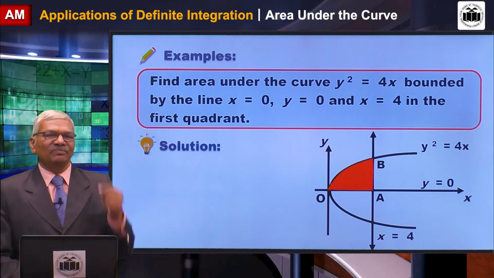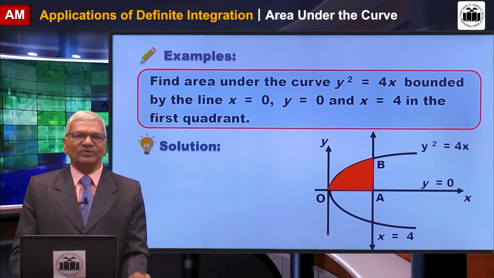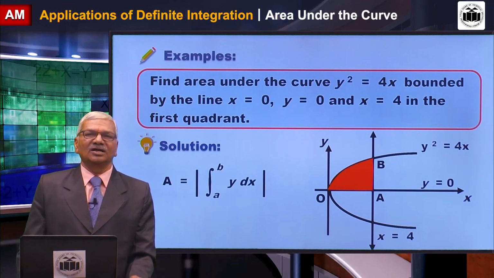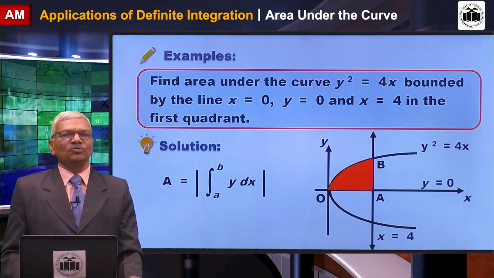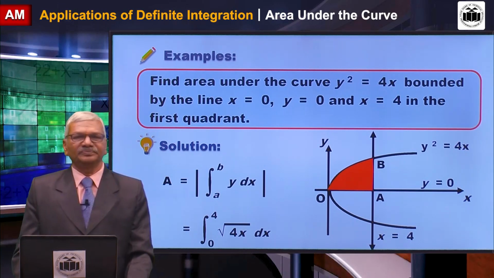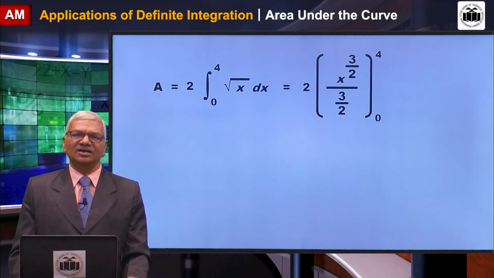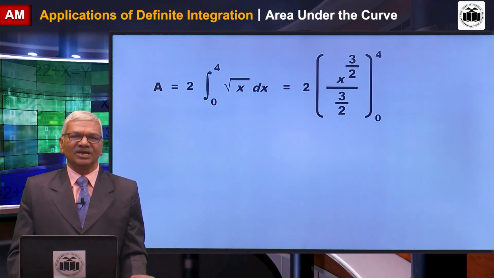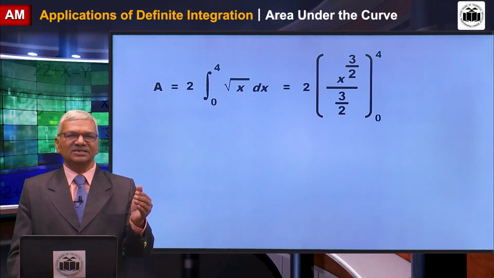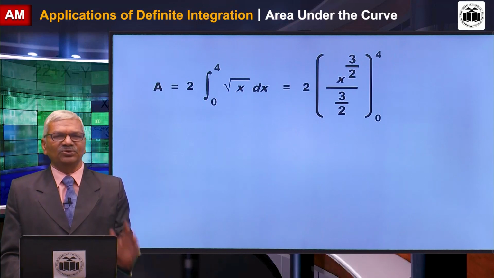You are given the equation y equals root 4x. Means you can put these values in the formula integration a to b y dx, which is integration 0 to 4 root 4x dx. Is it right? Now root of 4 is 2. That can be taken outside the integration because it is constant. Integration 0 to 4 root x, that is integration 0 to 4 x raised to 1 by 2 dx.